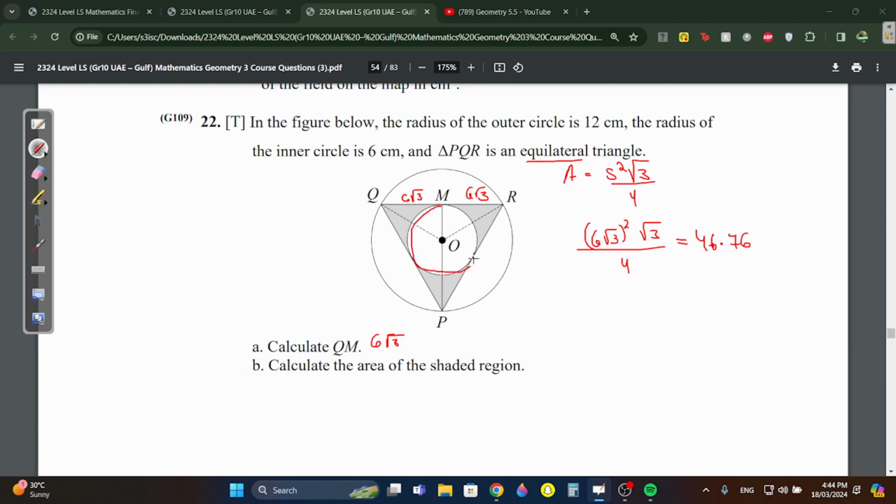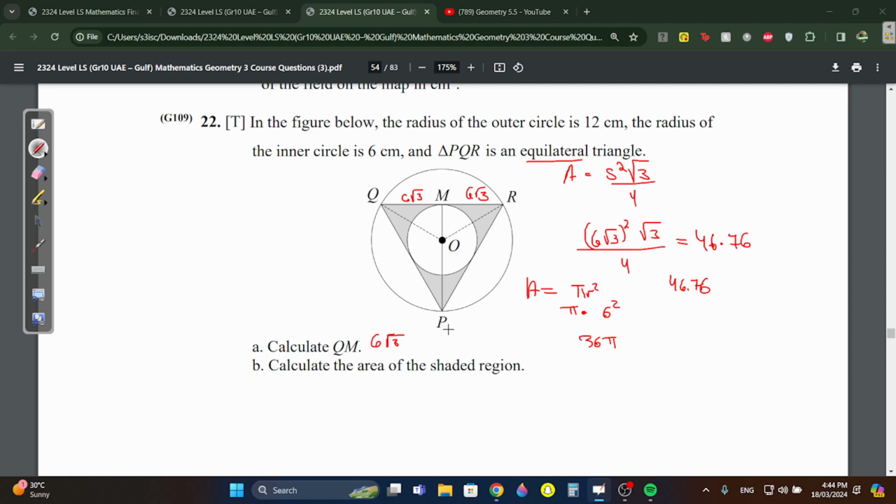How about the circle? Now we have to minus the circle, right, to get the shaded area. The area of the circle is pi r squared. Pi times the radius, which is 6 squared. So it will be 36 pi. For 46.76, okay, there's no way. This has to be wrong. I did something wrong. What did I do wrong?